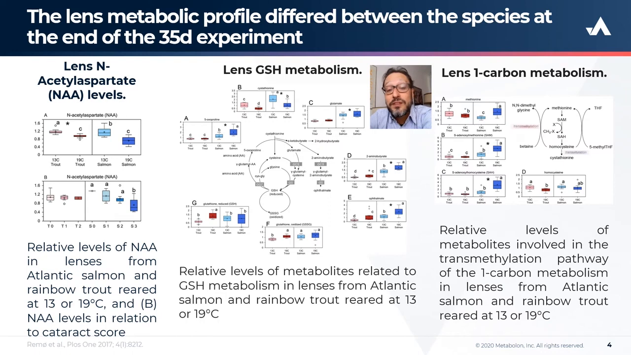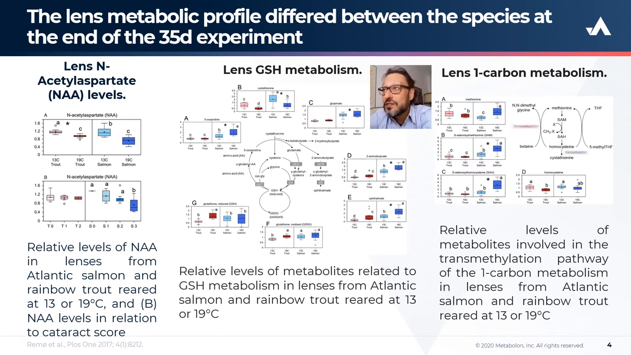And the level, for example, of N-acetyl aspartate, or NAA, which is an analog osmolyte of N-acetyl histidine in the brain, was present at lower levels in both rainbow trout and Atlantic salmon reared at 19 compared to 13 degrees. And together with the reduced concentration of N-acetylhistamine in the rainbow trout lenses reared at higher temperature, this suggests an increased usage of osmolytes at higher temperature. In addition, the Atlantic salmon lenses had lower levels of NAA in lenses with a high cataract score, supporting a connection between the lens ability to osmoregulate and cataract formation.